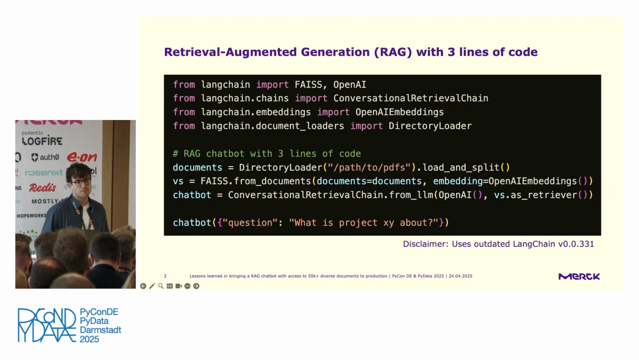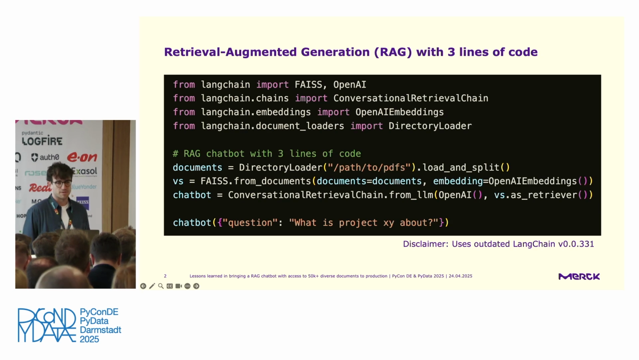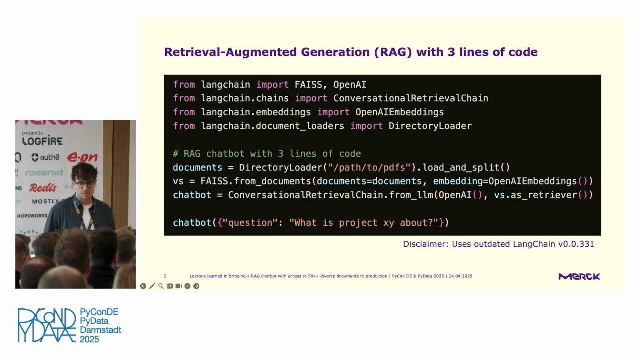All right, and I want to start with a small code example. So I still remember developing my first RAG prototype, and I was amazed how easy this was. With early versions of LangChain, back in the time, you could develop a RAG chatbot with 3 lines of code that can basically answer questions over PDF documents located in a directory.